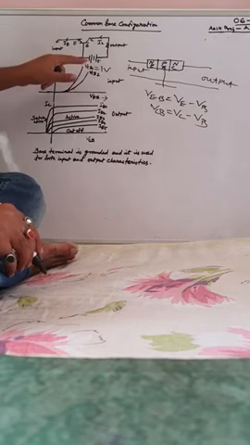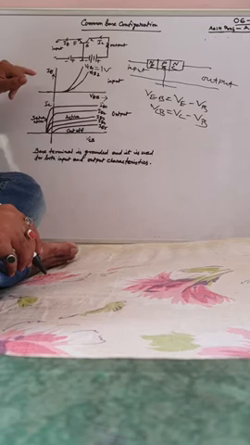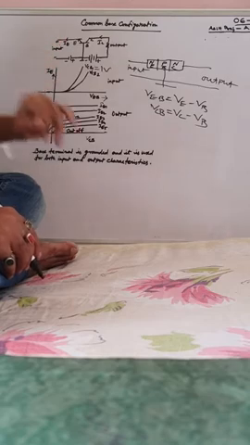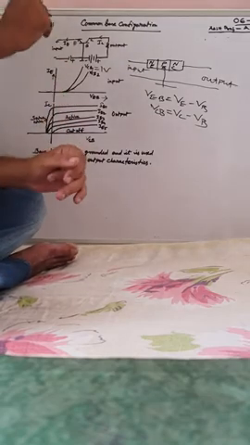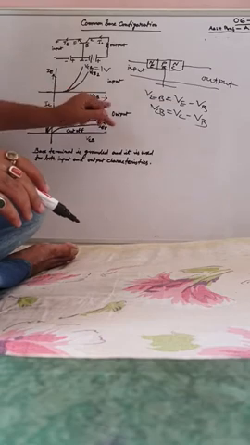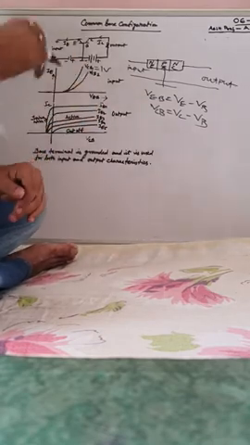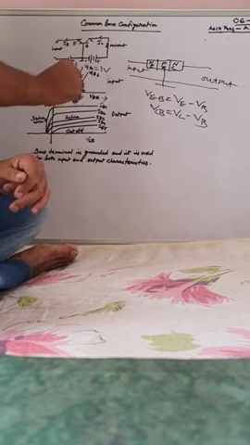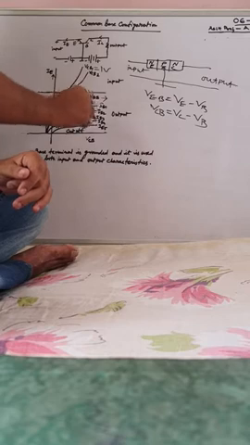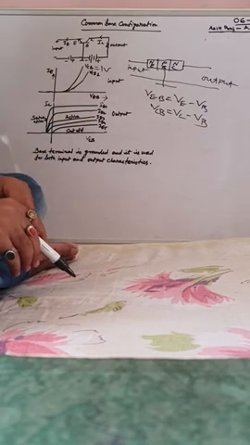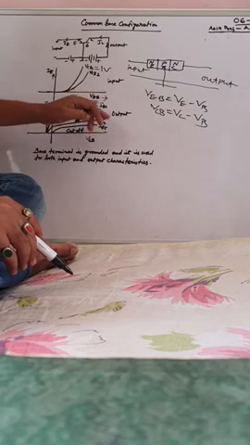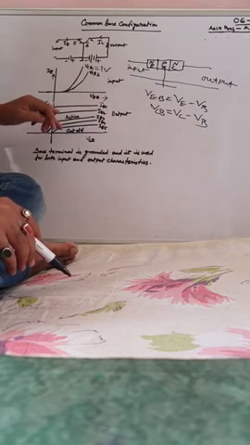Then again we fix another value of VCB and repeat the same procedure, and you will get a second curve. This is your input characteristics. In input characteristics, the output voltage is constant, and in output characteristics, the input current is constant. Input current is IE. So the output curve is VCB versus IC, keeping each emitter current IE1, IE2, IE3, IE4 constant, and we get one curve for each.